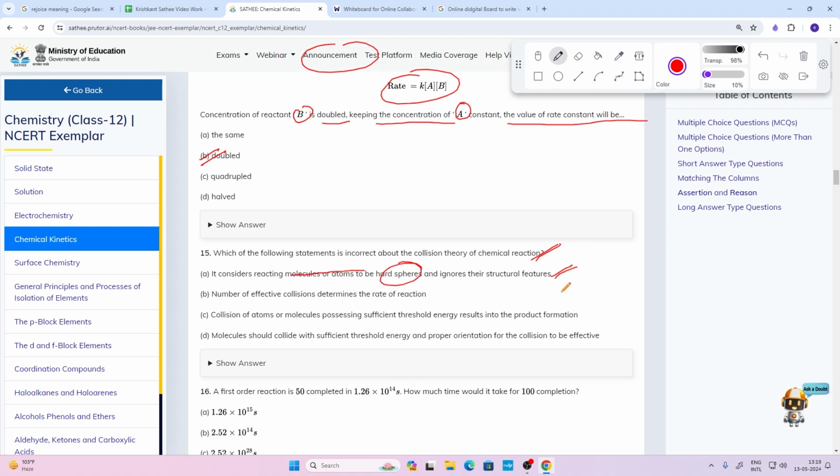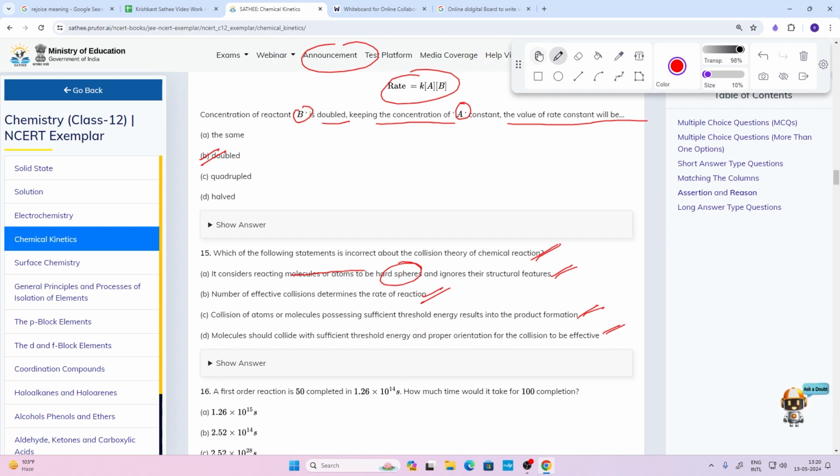After some time, that collision theory was changed. If you talk about the initial collision theory, it is only dependent upon the collision, and the effective collision is totally dependent upon the kinetic energy and not on the orientation. So the first one is correct. Number of active collisions determines the rate of reaction. Of course, this is true. Collision of atoms or molecules possessing sufficient threshold energy will result in product formation. Correct.